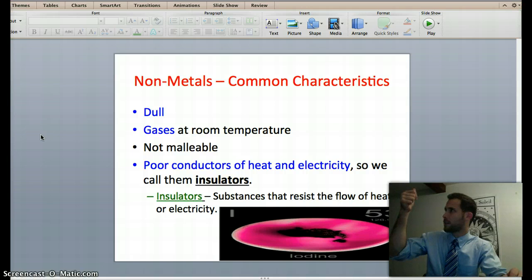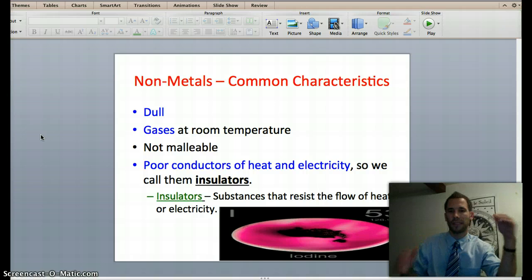If you zap a taser into the air, the whole room isn't going to get electrocuted. What if it were water? Or if the whole thing were made out of metal, if everyone were touching metal? The reason why everyone doesn't get zapped in a room is because air or nonmetals are really poor conductors of heat and electricity. We call them insulators.